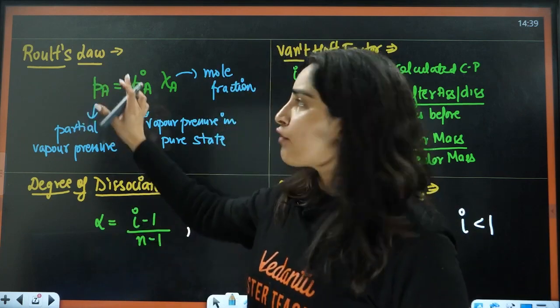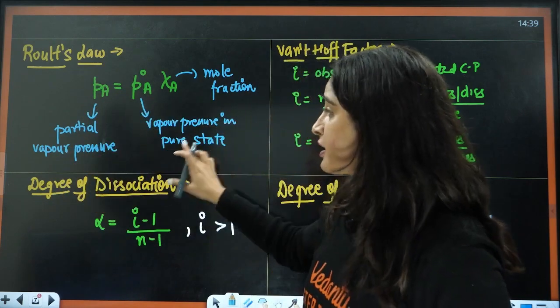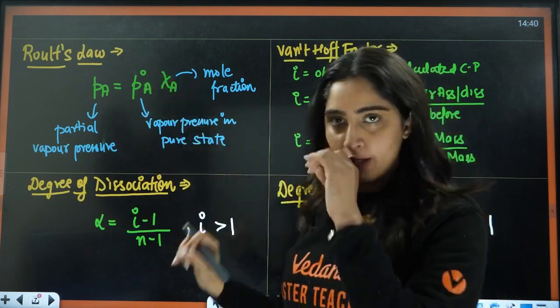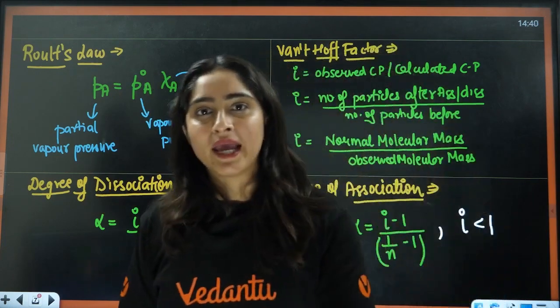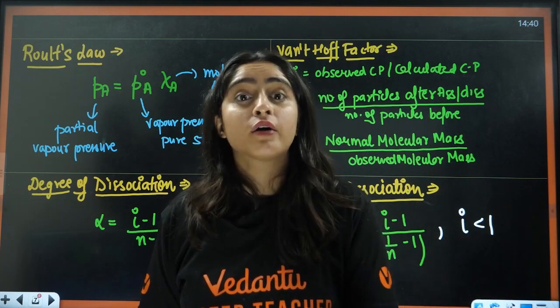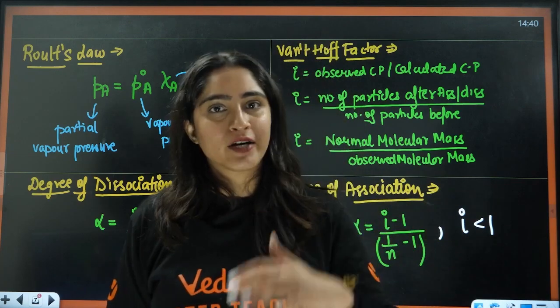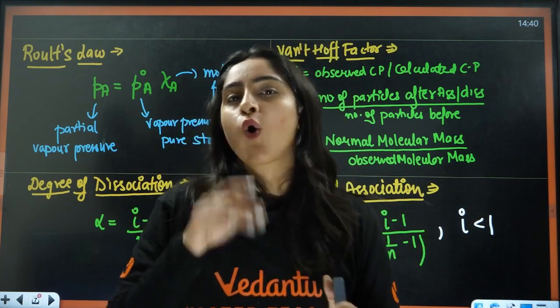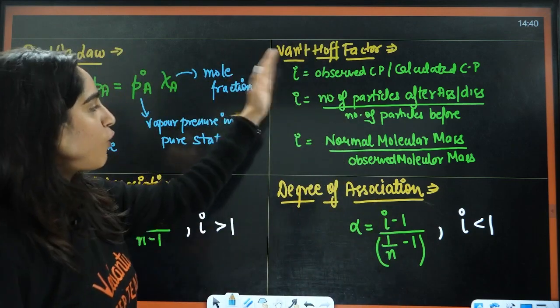Next, we have Raoult's law. For Raoult's law, this is the partial vapor pressure, this is the vapor pressure in pure state, denoted by naught. This is the mole fraction. If something obeys Raoult's law, that is called an ideal solution. If it does not obey Raoult's law, this is called a non-ideal solution. We have positive and negative deviations, and you need to remember all the examples of positive and negative deviation as well.